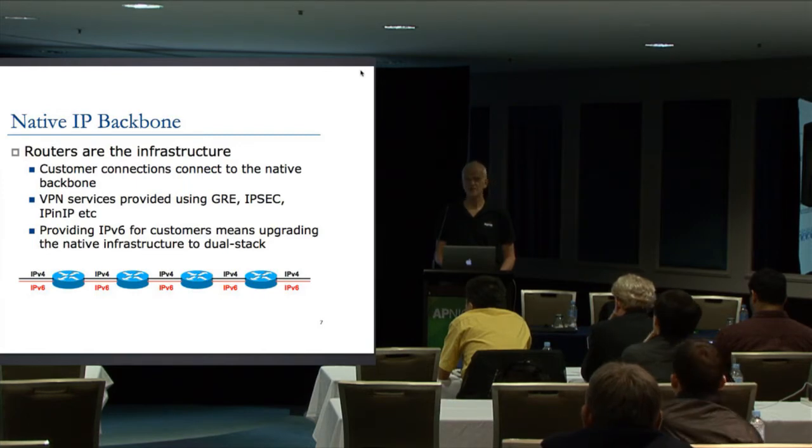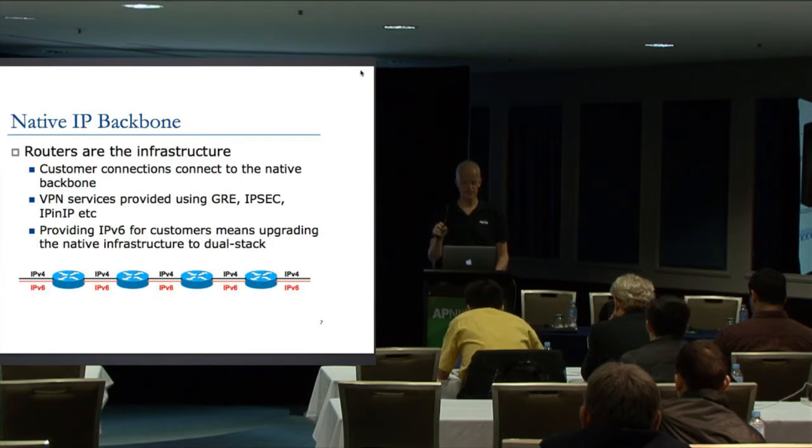So if you're going to provide v6 to your customers, it means upgrading the native infrastructure to dual stack as well. I've drawn this: lots of little IPv4s in black, and lots of little IPv6s in red, just to show how this is going to be.